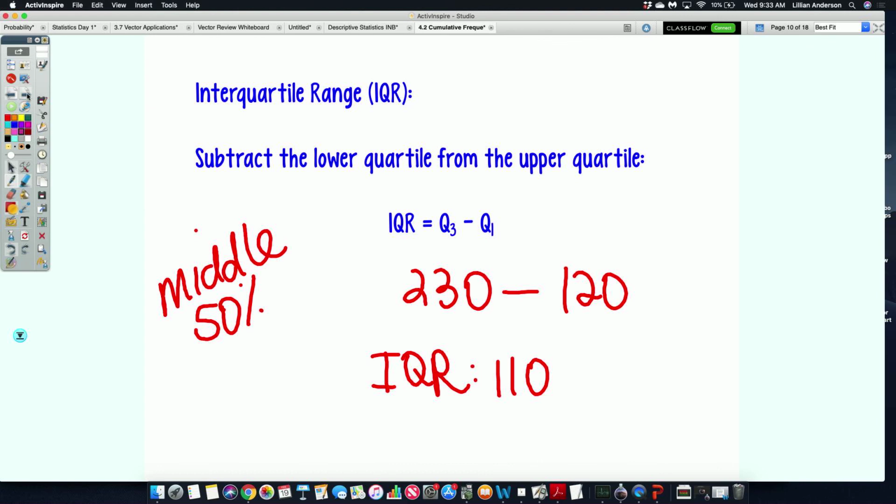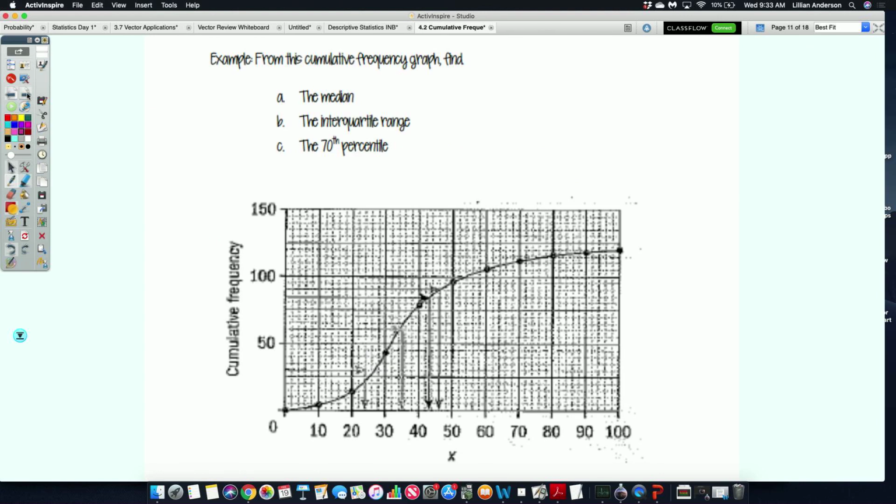Good? All right. Let's take a look here at this example. This is not the best photocopy of the example, I don't know if you can see it, but I can. It's asking you from this cumulative frequency graph to find the median, interquartile range, and the 70th percentile. In order to do your formulas, you need to know what N is. N represents your total frequency. And since this curve represents your cumulative frequency, your total frequency is going to be that last point's location. What is that? 100 and what?